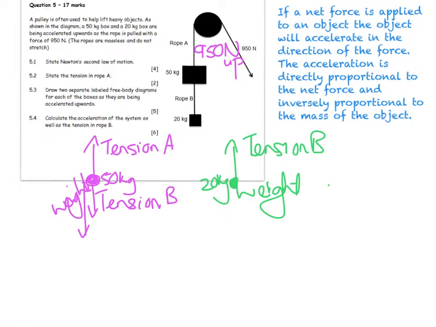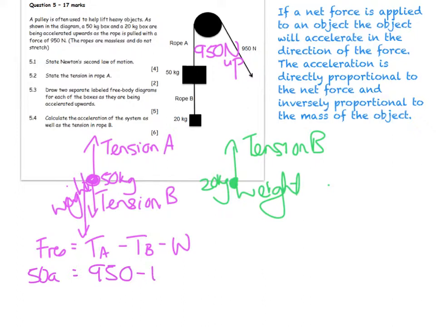And then it says calculate the acceleration of the system as well as the tension. So let's go. Force resultant is equal to big, which is tension A, minus small, tension B, minus weight. I consider each block separately. I don't try and also consider the weight of the 20 kilogram, because that's going to be incorporated in the tension in rope B. I then say 50A is equal to 950 minus the tension in B, which I do not know, minus the weight, which is going to be 50 times 9,8, which is going to equal 490.